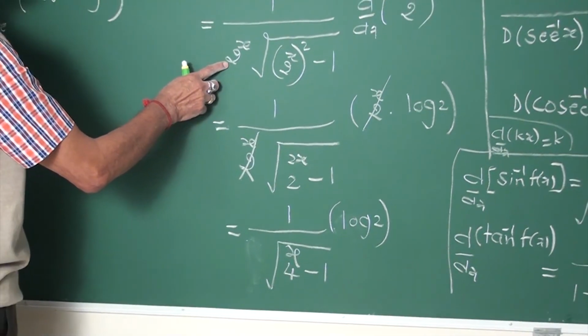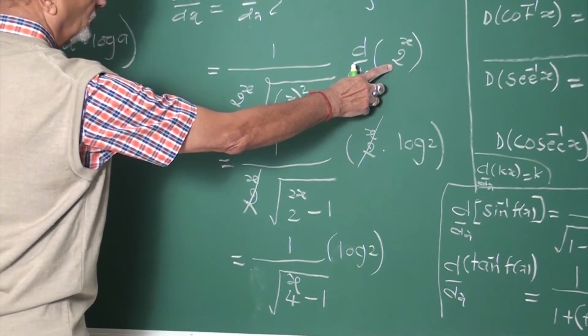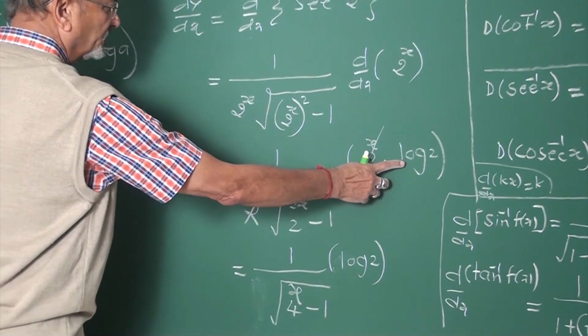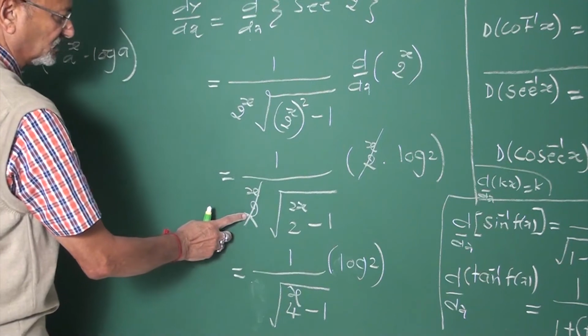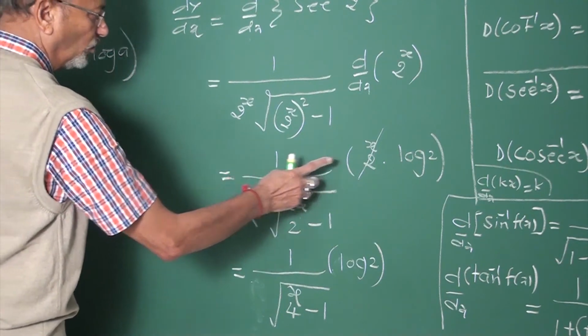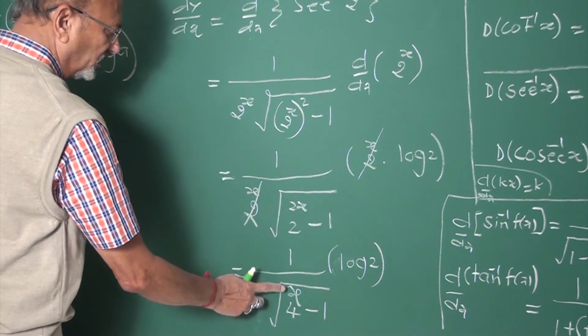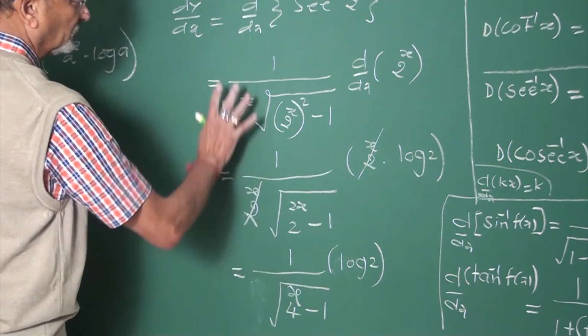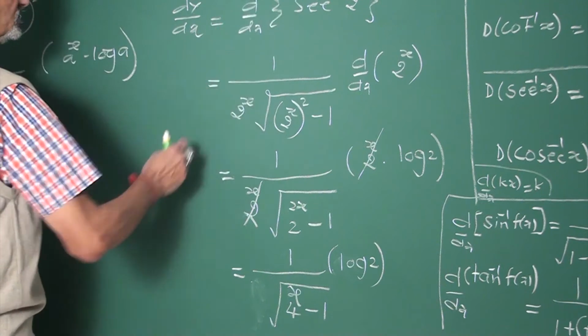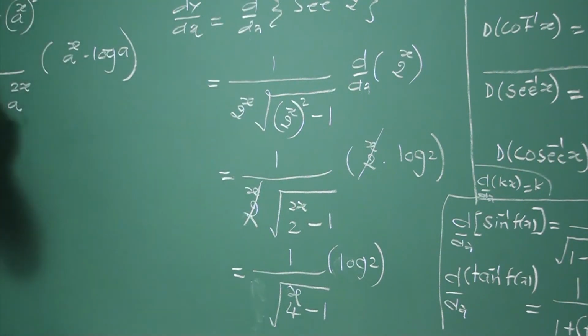Yes, the derivative of 2 to the power x is what? A to the power x into log a, so 2 to the power x into log 2. This cancels with this. So 1 into log 2 is log 2 divided by the square root of 4 to the power x minus 1, my friend. This is related with sec inverse x.